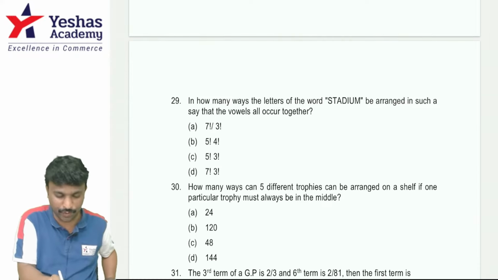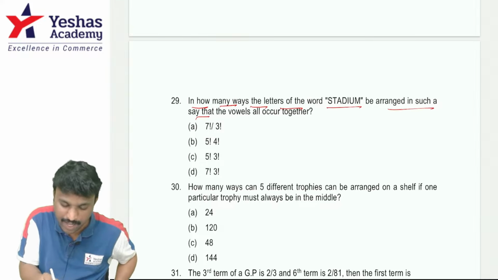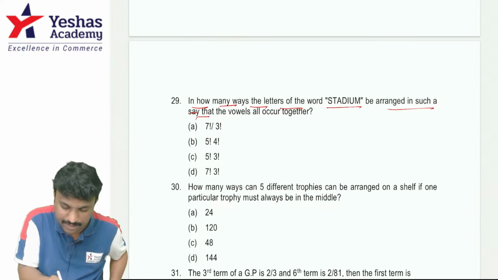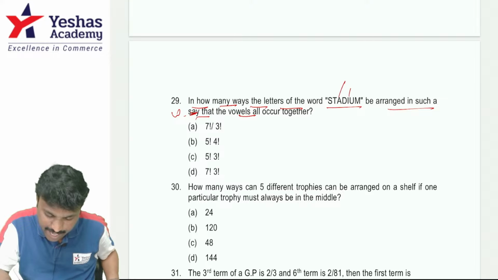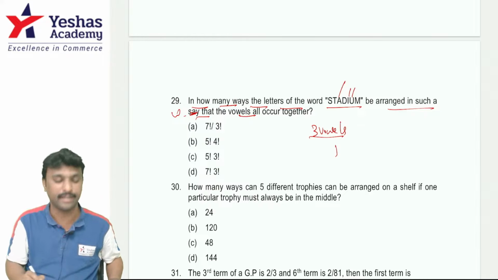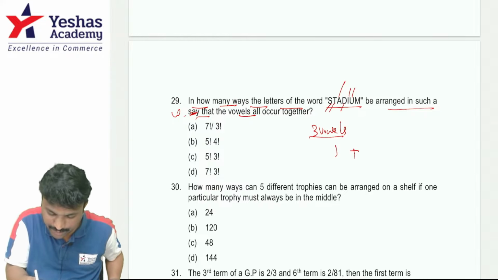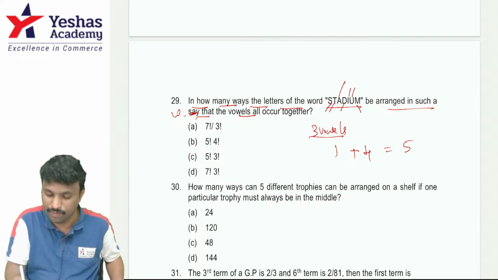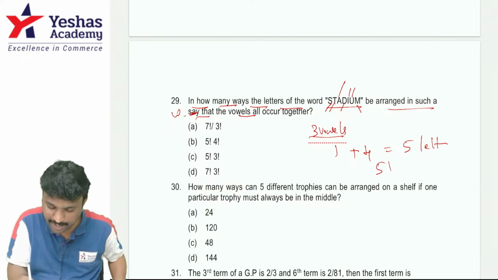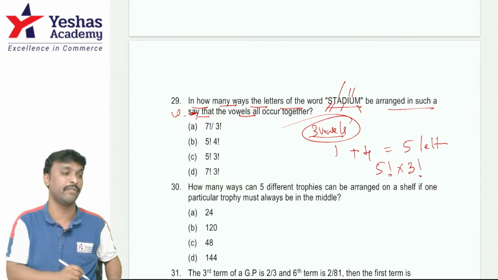Moving on to the next question. Question number 29. In how many ways can the letters of the word STADIUM be arranged in such a way that the vowels all occur together? How many vowels are there? A, I, U. 3 vowels are there. These 3 vowels are taken as one single thing, right? Plus remaining letters are how many? 1, 2, 3, 4. So 1 plus 4 is 5 letters. 5 letters can be arranged in 5 factorial ways. Now, these 3 vowels can be reshuffled among themselves in 3 factorial ways.